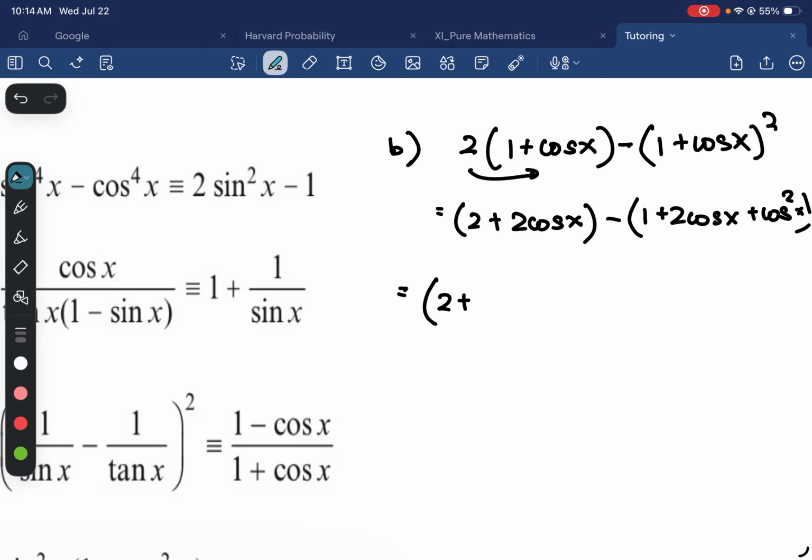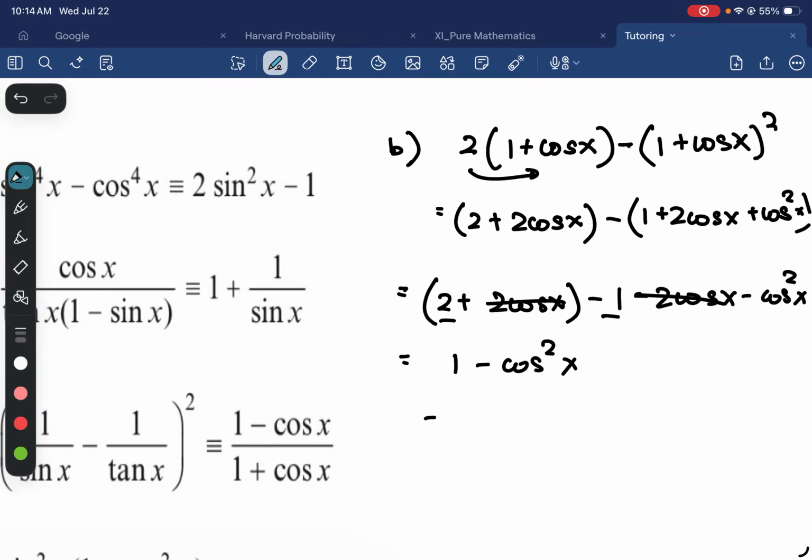So you have 2 plus 2 cos x minus, and now let's just distribute the negative, 1 minus 2 cos x minus cos squared x. So 2 cos x minus 2 cos x will cancel out. 2 minus 1 is just 1, so we have 1 minus cos squared x. And that is just sin squared x.